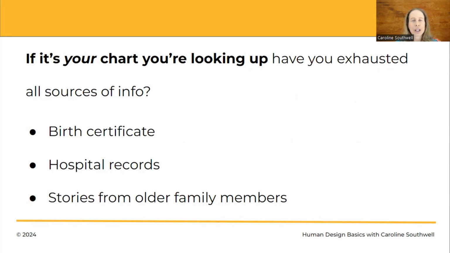And have you got any stories from older family members, parents, aunts, uncles? It depends on how old you are, of course. But are there any stories? Sometimes a story like, we were just sitting down to have dinner. Well, that narrows it down significantly. Or your dad was about to leave for work. That will also narrow it down. The more you can narrow it down, the easier this process will be to get a more accurate chart.